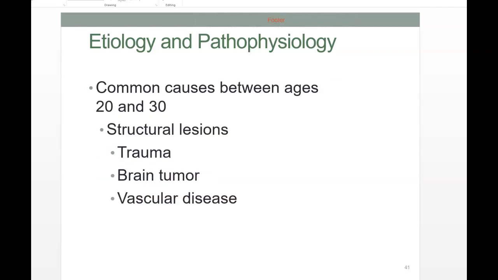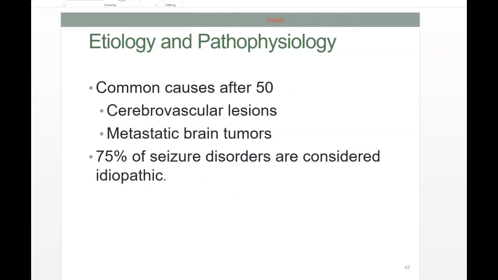The causes in those between the ages of 20 and 30 are typically structural lesions, trauma, brain tumor, or vascular disease. Common causes after 50 are cerebrovascular lesions and metastatic brain tumors. However, in all cases, 75% of seizure disorders are considered idiopathic.